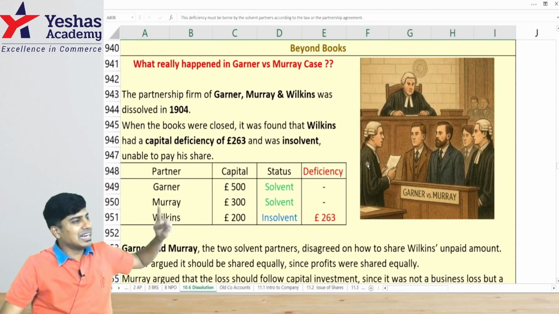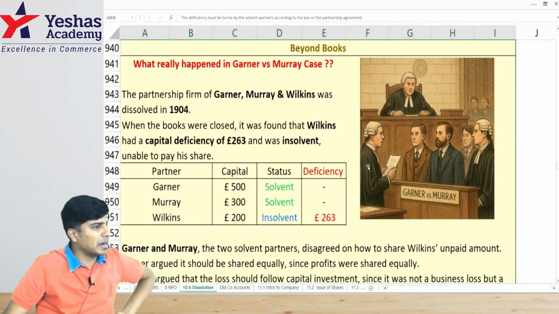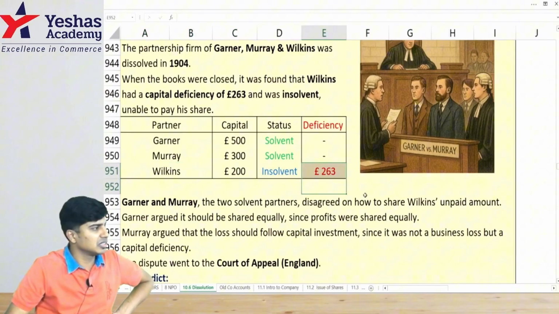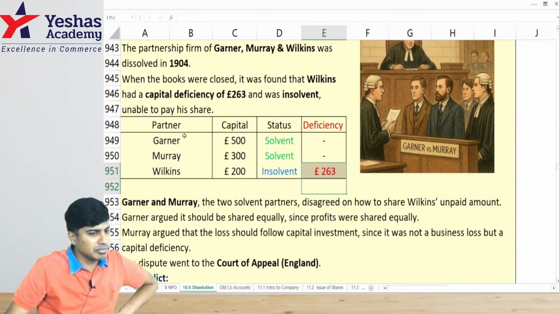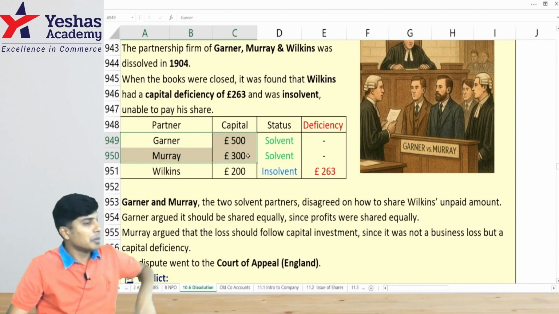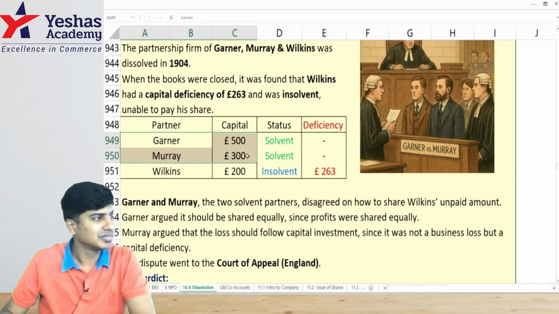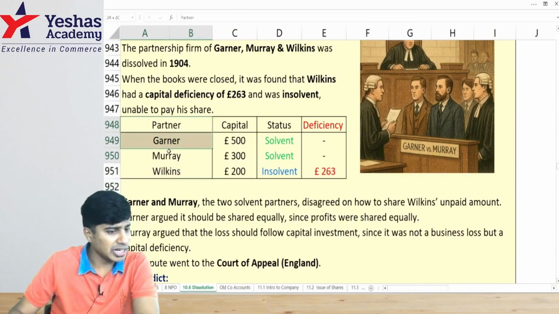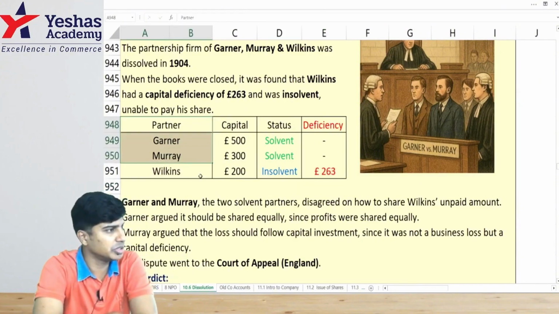Very simple. Garner, Murray and Wilkins, three of them were partners in a business. Wilkins became insolvent, and Wilkins' capital had a deficiency of 263 pounds. Garner and Murray had capital of 500 pounds and 300 pounds, but their profit sharing ratio is equal. Garner is saying this 263 pounds deficiency of Wilkins, we both, Garner and Murray, will share in a 1:1 ratio, equally.